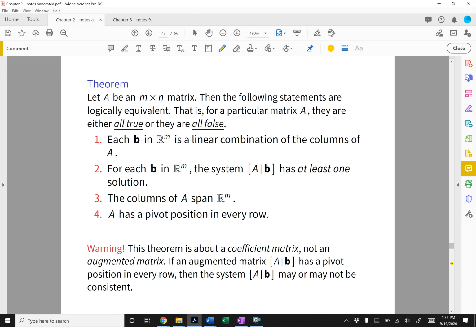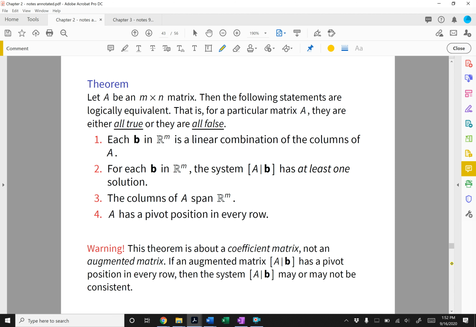Okay. So here's a theorem. I mentioned yesterday, at least in one of the classes, that we're in the part of the class where we actually find lots of different ways to say the same thing in linear algebra. We get a lot of different ideas, and what we're doing is building connections between those. So this theorem makes a connection between some of the ideas that we've talked about. If A is an m by n matrix, then the following statements are logically equivalent. That is, for a particular matrix A, they're either all true or they are all false.